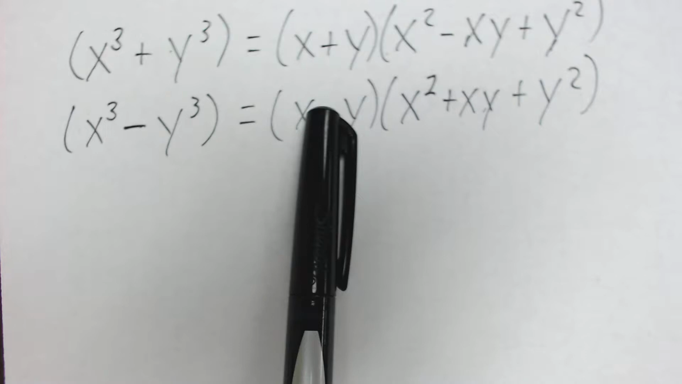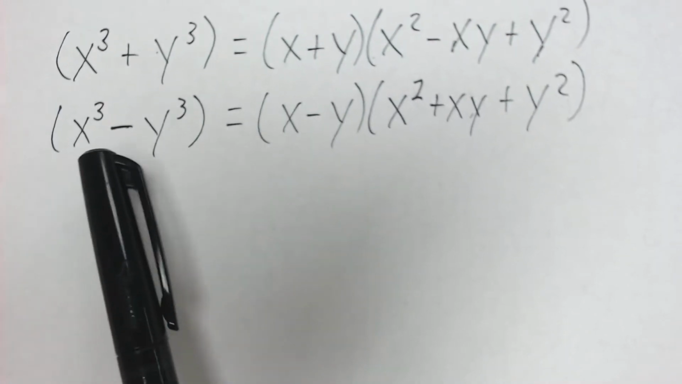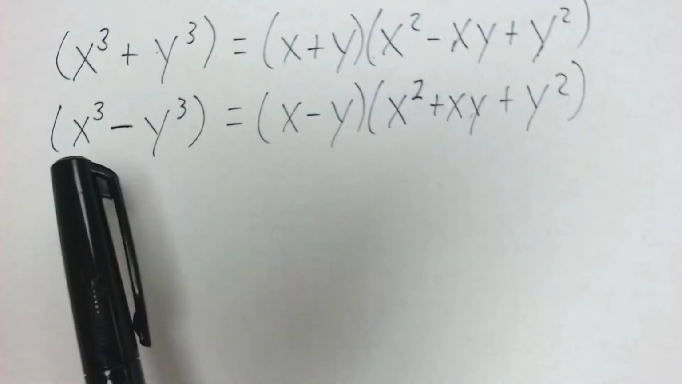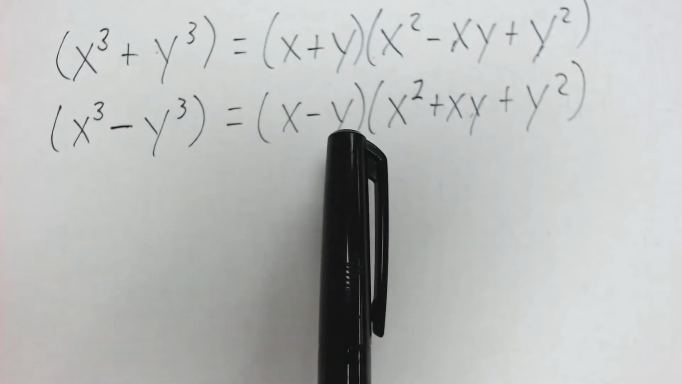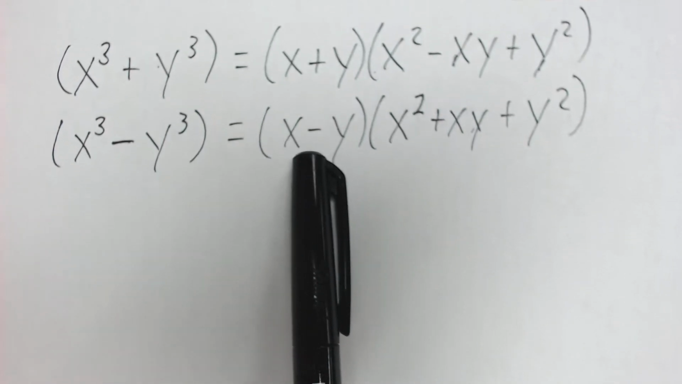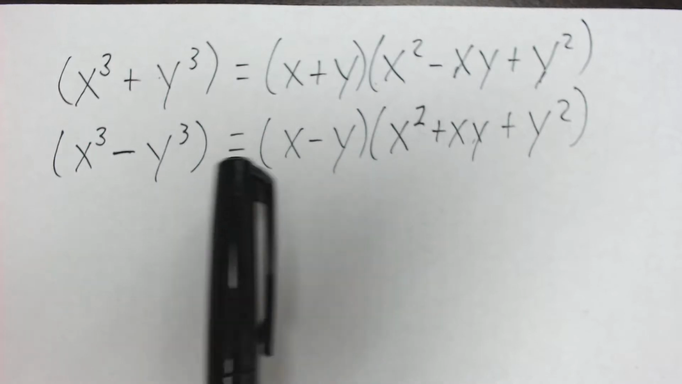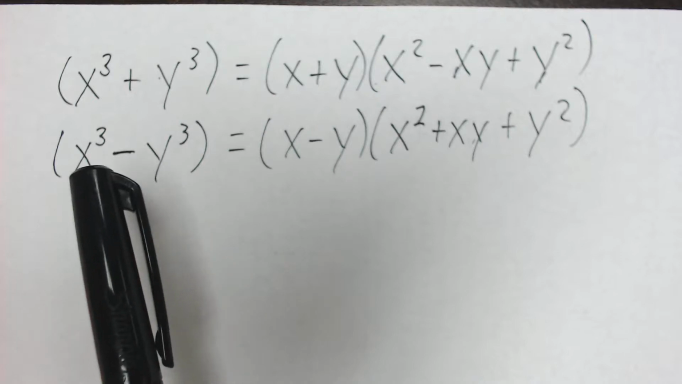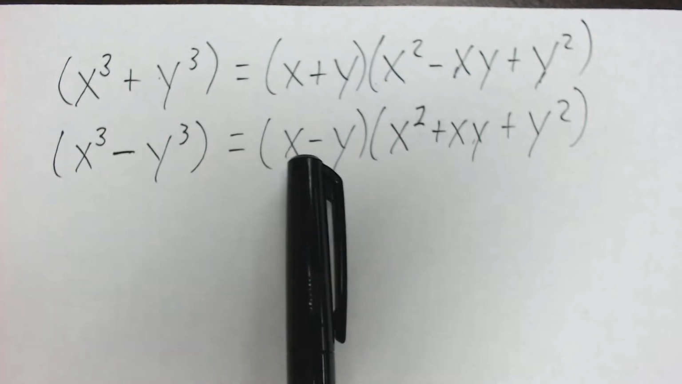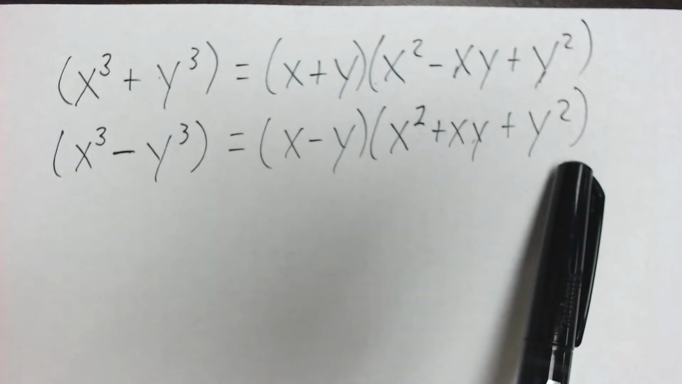The second equation is the difference of two cubes, which is the subtraction version. And just like the sum, we can see that we have x cubed minus y cubed, and then it factors into single x minus single y. Now the difference between the sum and the difference of two cubes is that on the difference of two cubes, the only minus sign is in the lead coefficient. The rest are all positive, right?